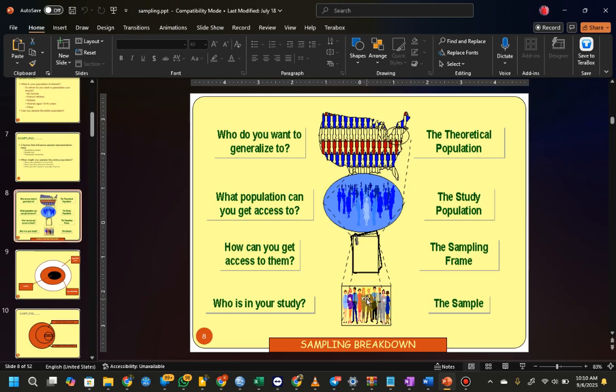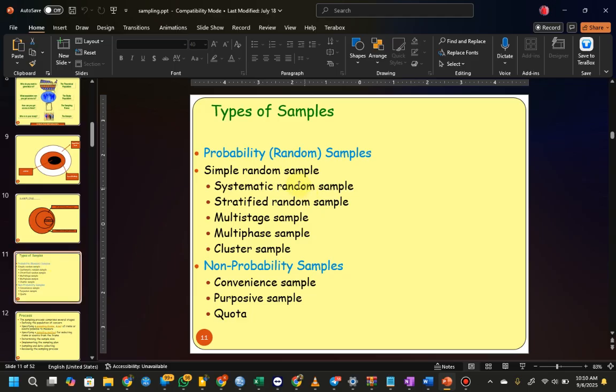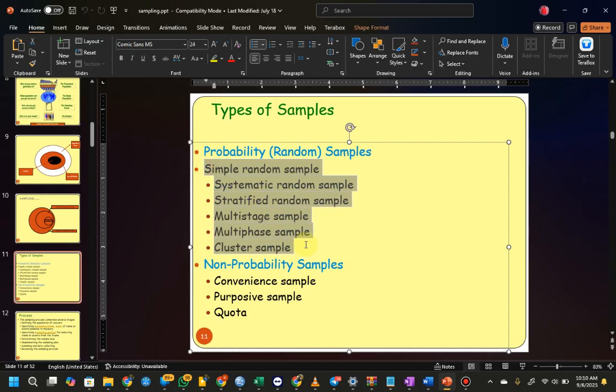Now when you have the sampling frame, the issue is how many people, if you are using any of the probability sampling techniques that are listed down here. That is when you use the sampling frame. But once you've obtained the sampling frame, the question becomes how many people from that sampling frame am I going to include in my study? In other words, what should be the sample size?